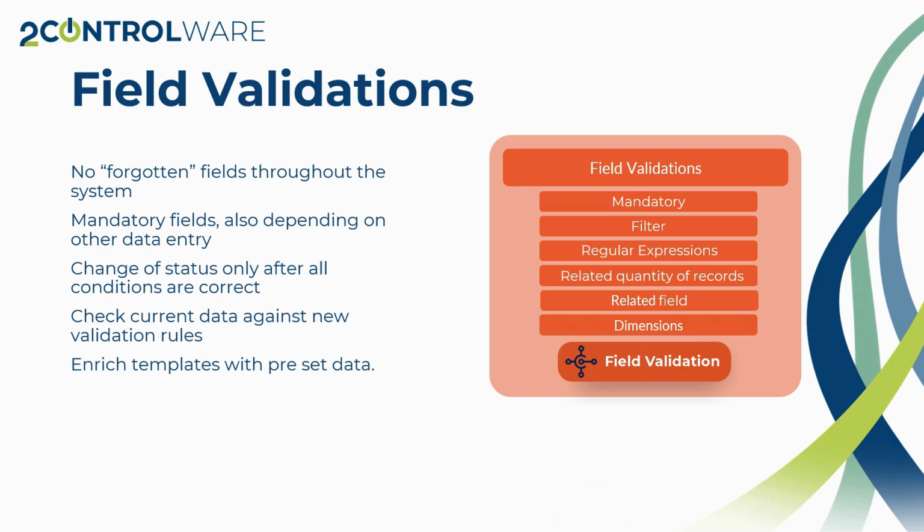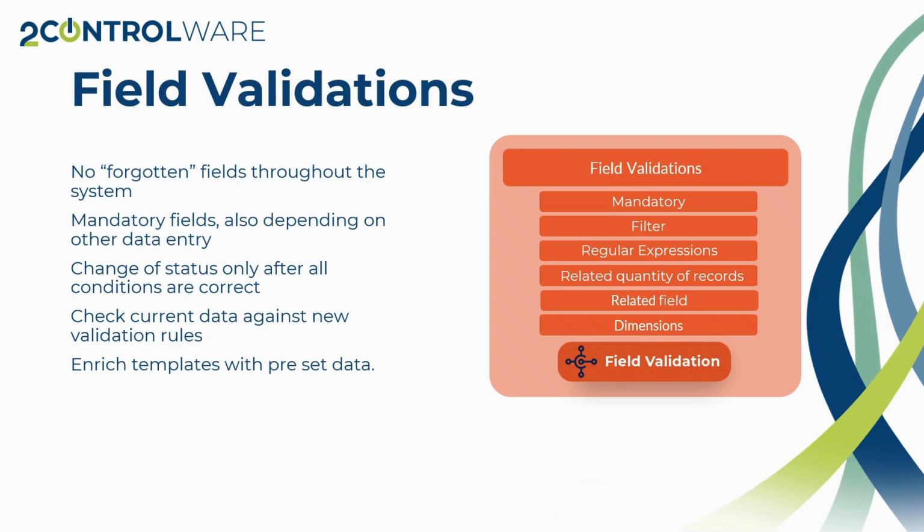Some examples of field validation rules that our customers use is that they want to prevent forgotten fields throughout the system. So they want to say, well, these fields are mandatory. So every time someone enters certain data, these fields have to be filled out. Otherwise, it's not good. We will ask them to do this again or add these fields later.